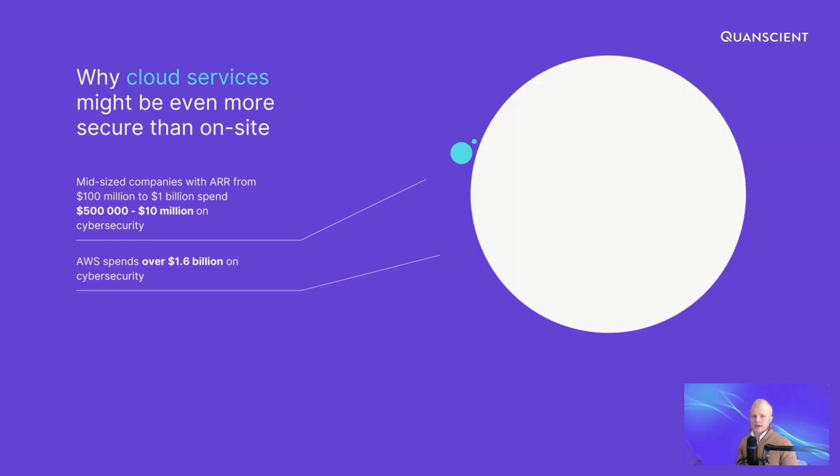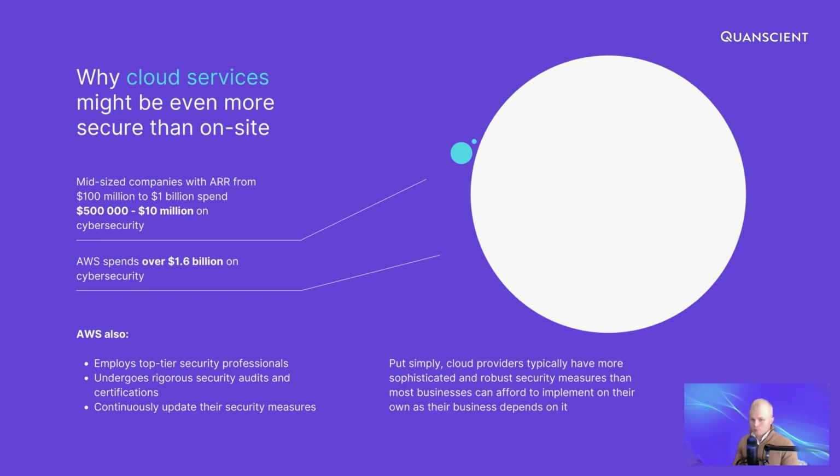Cloud providers like AWS, for example, that we use, even with conservative estimates, invest around 1.6 billion a year on cybersecurity alone. That allows them to employ top-tier security professionals, quite literally armed guards, and of course continuously update their security measures to stay up to date with the ever-evolving threats, and undergo rigorous security audits and certifications. So put simply, these cloud providers typically have more sophisticated and robust security measures than most businesses can afford to implement on their own, simply because their business quite literally depends on it.